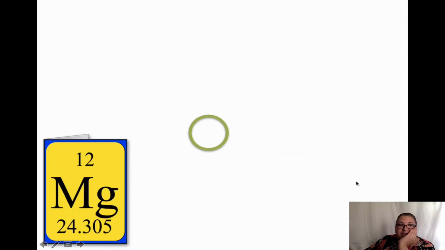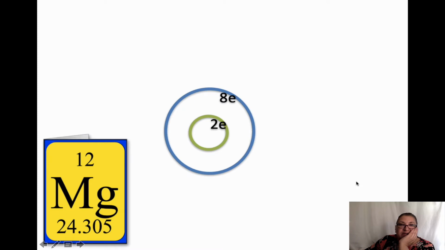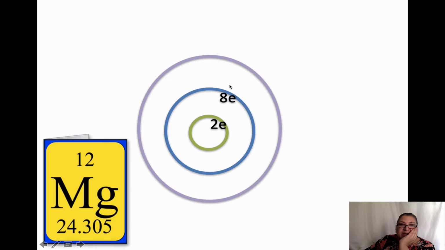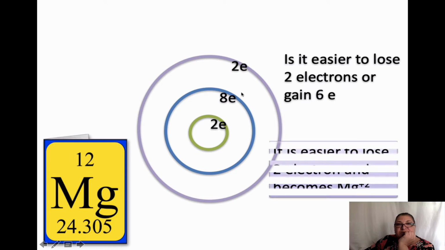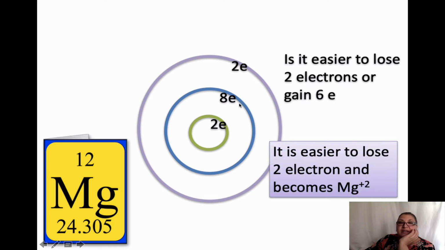For magnesium, we have 12 electrons, 2 on the first shell, 8 on the second, so that's 10, and then 2 on the outer shell. It's a lot easier to just lose 2 electrons than to gain 6. So when you lose 2 electrons, it becomes positive 2, and the oxidation number is positive 2.